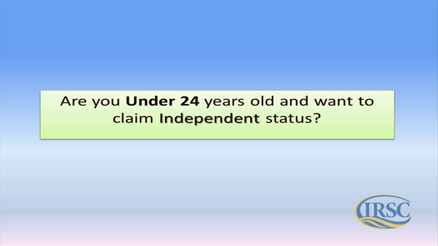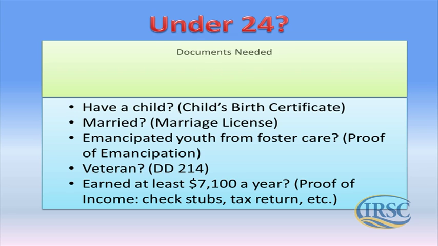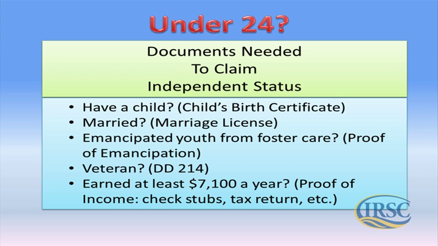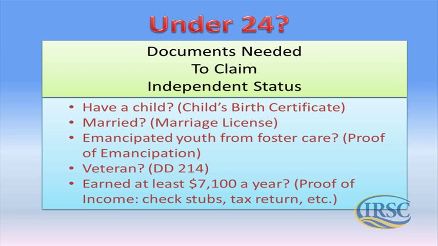Are you under 24 years old and want to claim independent status? You need to provide the original, official, and legal documents. If you are under 24, the following documents may be needed to be classified as an independent student. A child's birth certificate, if you have a child. A marriage license, if you are married. If you are an emancipated youth from the foster care system, you need to provide proof of emancipation. A DD-214 is needed for veteran status.